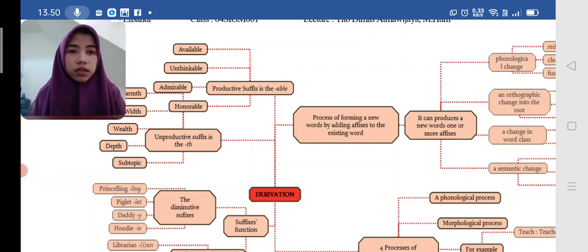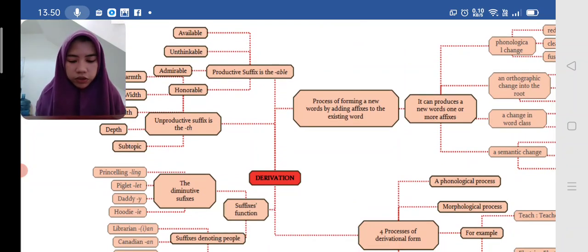Actually, if you want to make a new word, it's not only about suffixes, but prefixes too. But in the morphological process, suffixes are used more than prefixes.